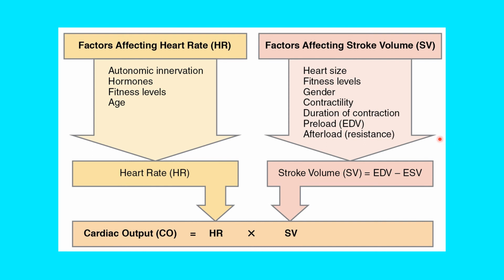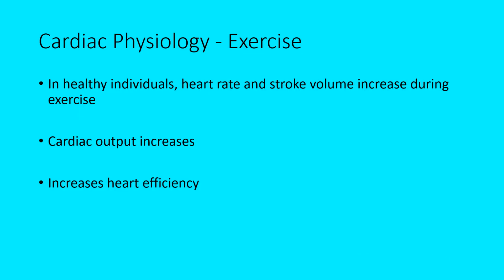Factors that can affect the stroke volume? Well, the size of your heart. Once again, fitness levels, your gender, contractility, the duration of the contraction, the preload, and the afterload. Afterload's resistance. So you have all these different factors that will affect the stroke volume. In healthy individuals, the heart rate and the stroke volume tend to increase during exercise for most people. Cardiac output then is going to increase. That increases the heart's efficiency.